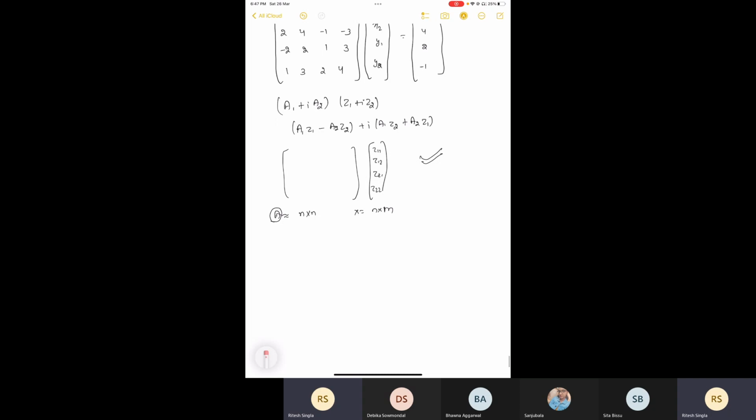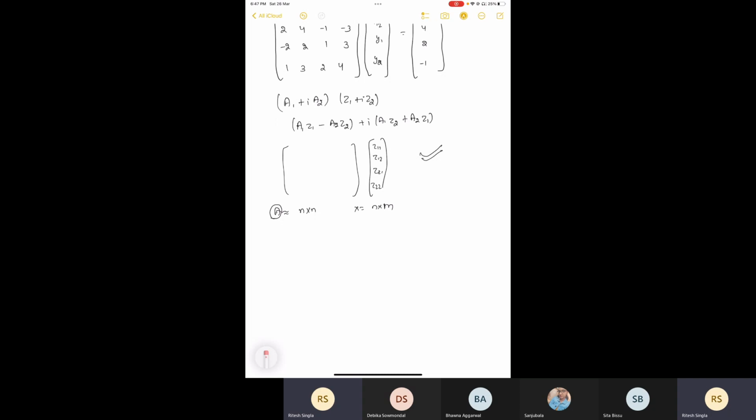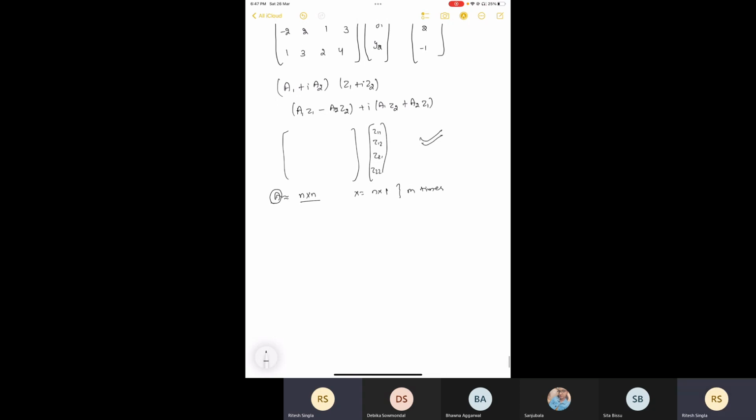Sorry, let me frame it more properly. A is your n cross n matrix, and then your X is an n cross 1 vector, but m times. So it is something of this sort: x1 vector, an n cross 1 vector, then x2, and then xm.